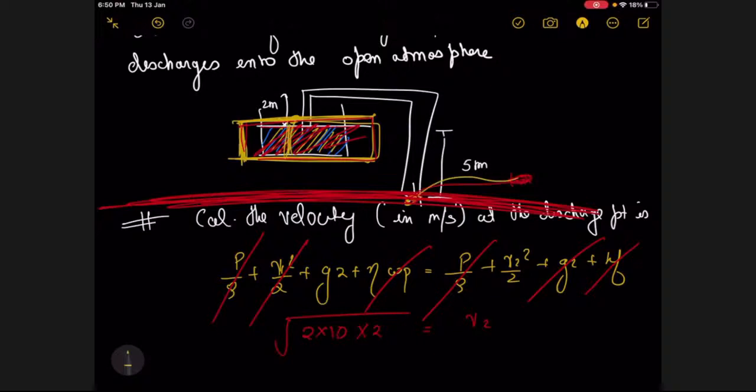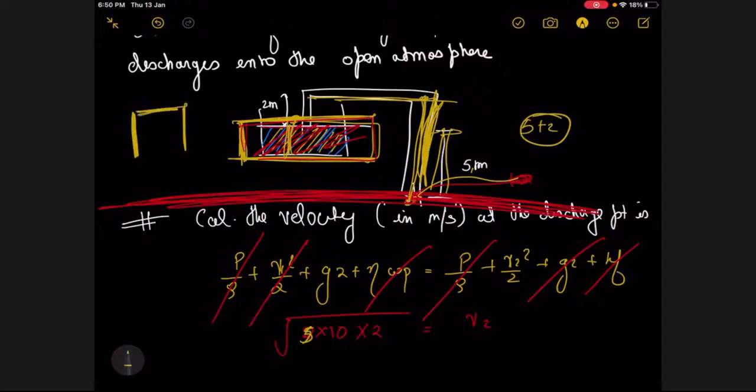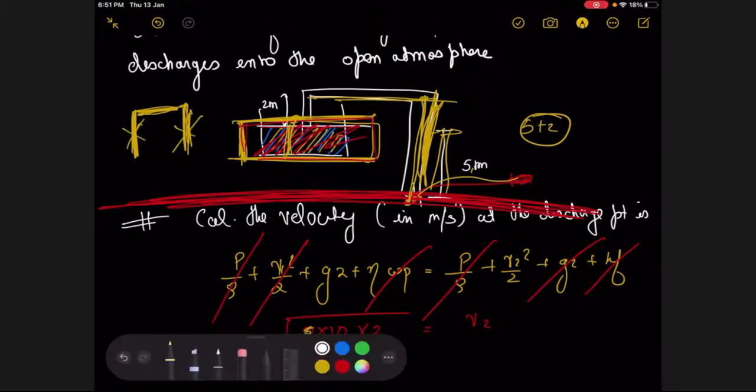See here, it is 2 meter and total length is 5 meter. So you might be thinking why we are not taking 5, why we are not taking 7, 5 plus 2. Because if you see, this pipe is moving 2 meter upward and then again 2 meter downward. So this 2 meter upward and 2 meter downward will cancel, because that much amount of energy is needed for up and again down.